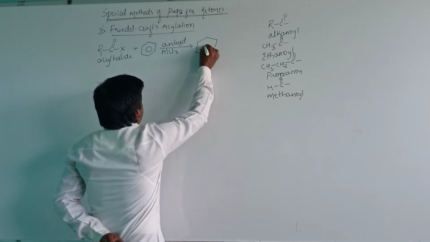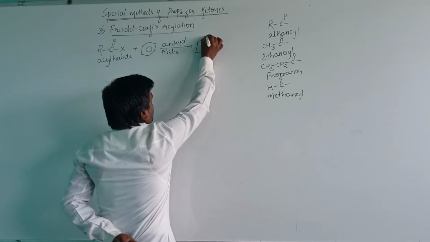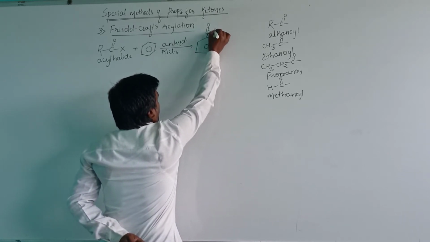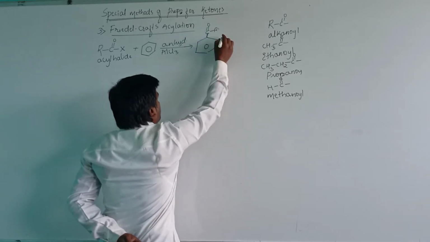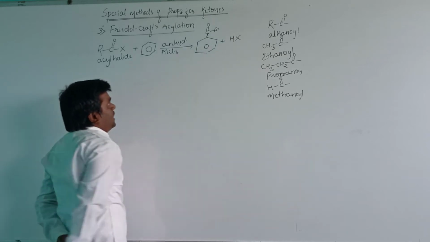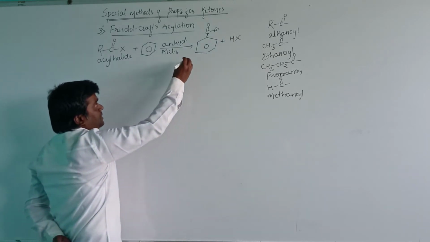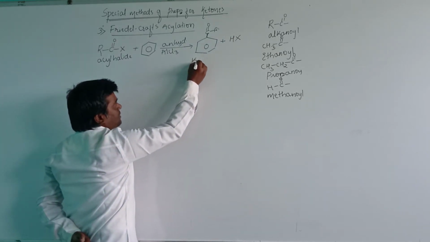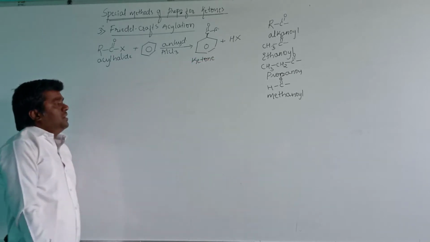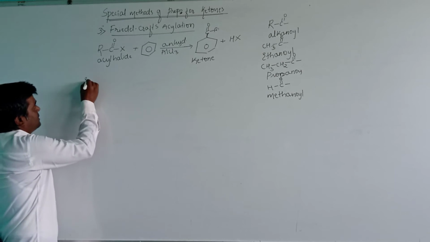It gives the compound, that is a ketone, C double bond O R dash, that is R, plus hydrogen halide. And this is the general representation of the preparation of ketones.